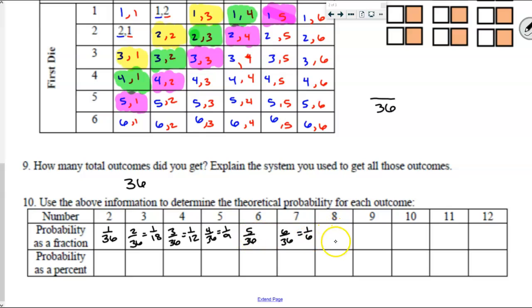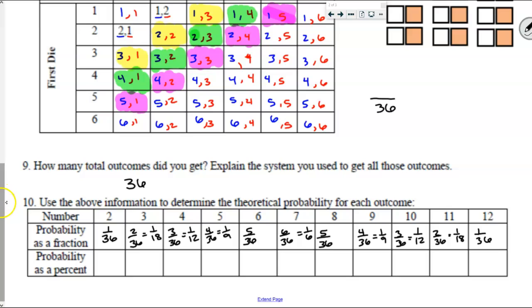5/36 doesn't simplify. 8. How many ways can we roll an 8? 1, 2, 3, 4, 5 36ths again. All the ways that we can roll a 9. 1, 2, 3, 4 36ths, or 1/9. 10, we can roll a 10 in 1, 2, 3 different ways. 3/36 or 1/12. And 11, 2 out of 36 or 1/18. And 12, there is just 1/36. Only one way out of 36.